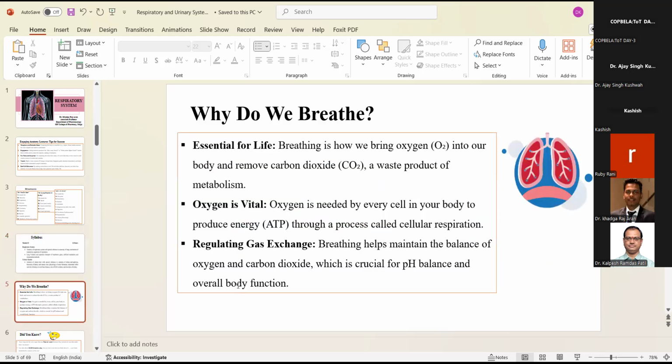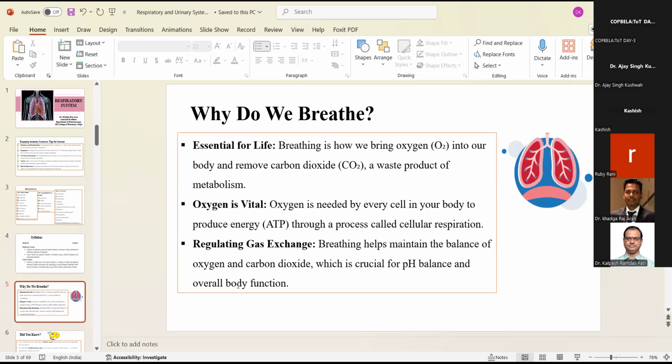Okay, okay. So first, let's discuss the respiratory system. Before starting this topic, we have to ask our students how they breathe, and what the importance of breathing is. We can ask the students so that they feel more curiosity about this subject.